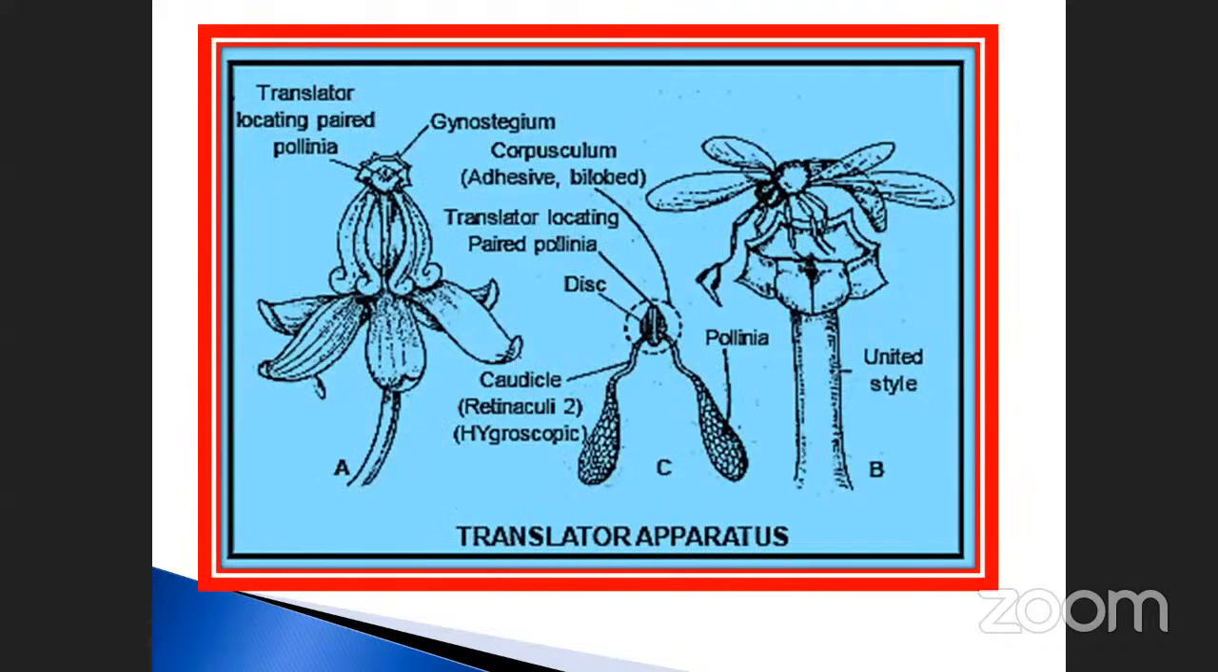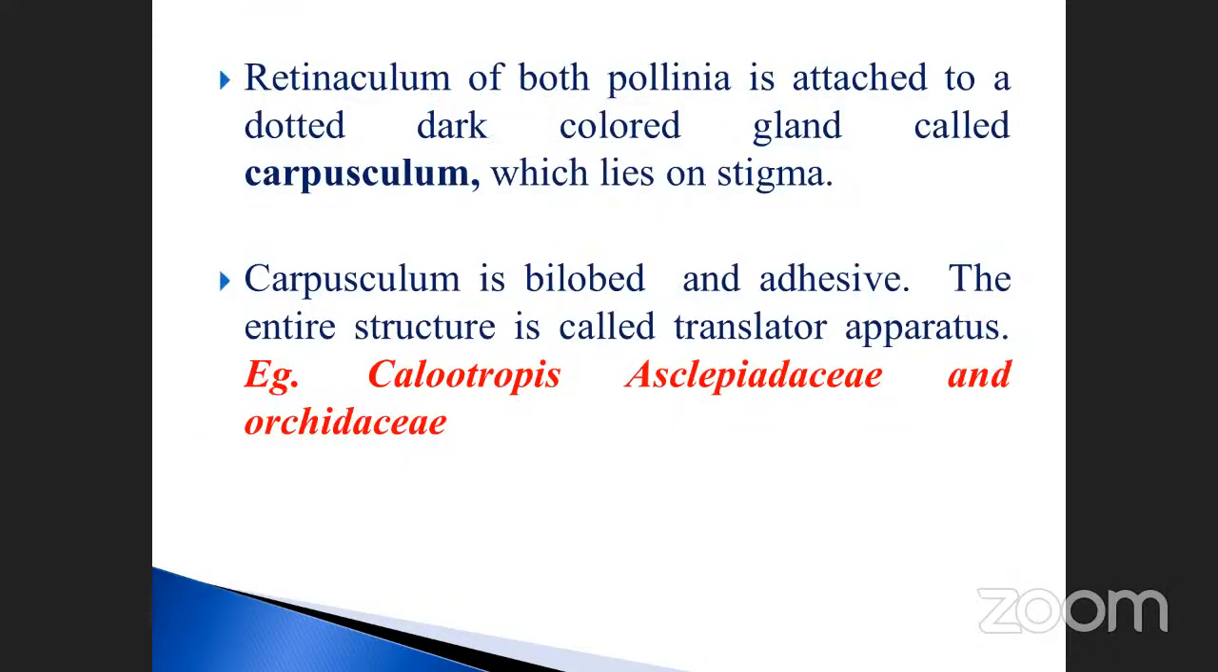Don't think about the partial, otherwise the upper part only. The complete structure is called the translator apparatus. This is very, very important. Note it down. Example, Calotropis. Which family? Asclepiadaceae. Calotropis comes under the heading known as Asclepiadaceae. And also Orchidaceae. What is meant by Orchidaceae? Mostly Orchidaceae is nothing but the pineapple family, that is the fruit family.